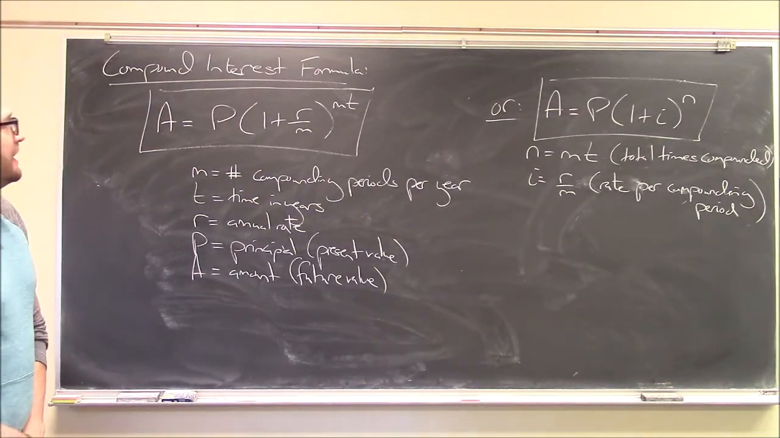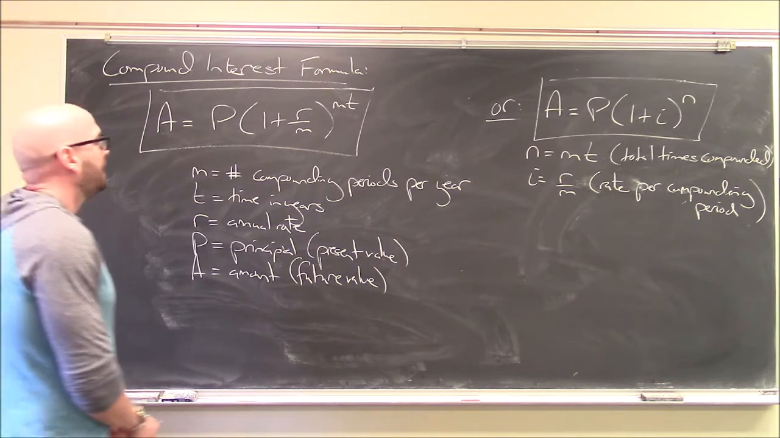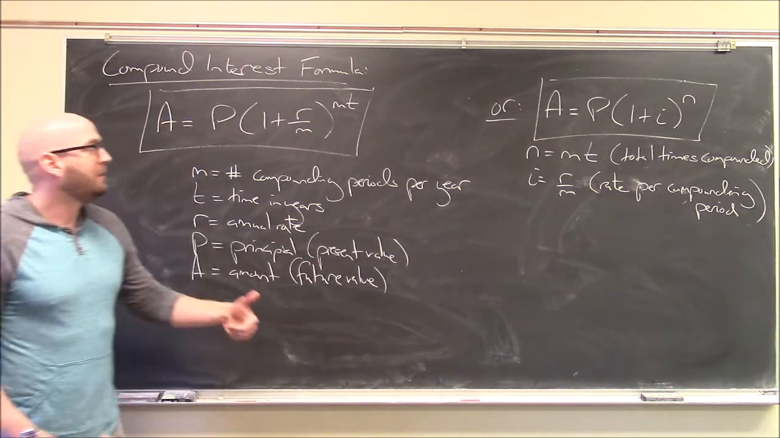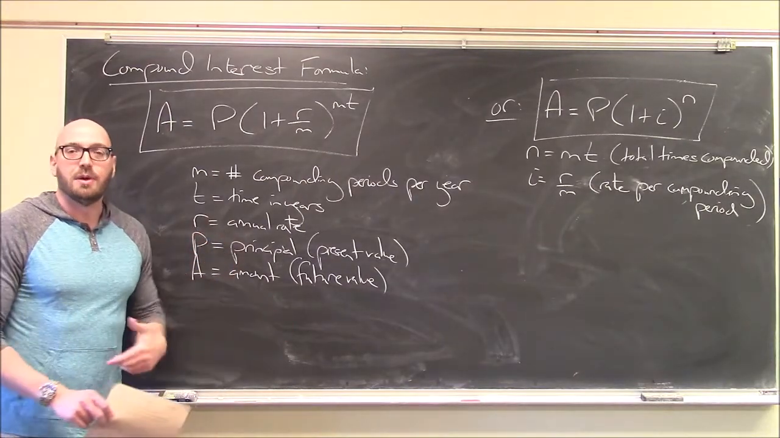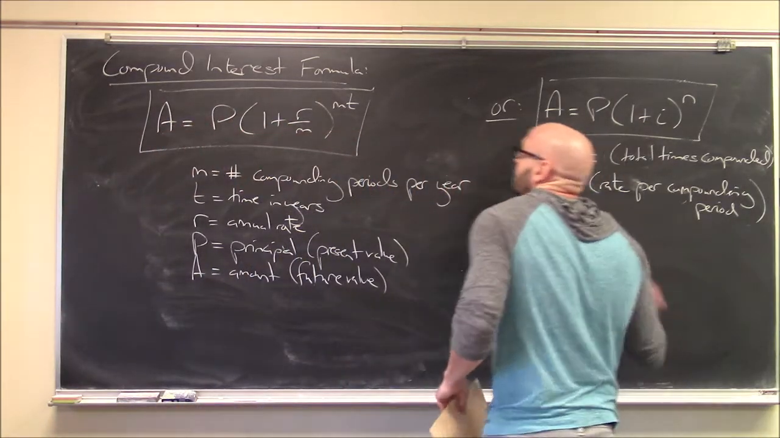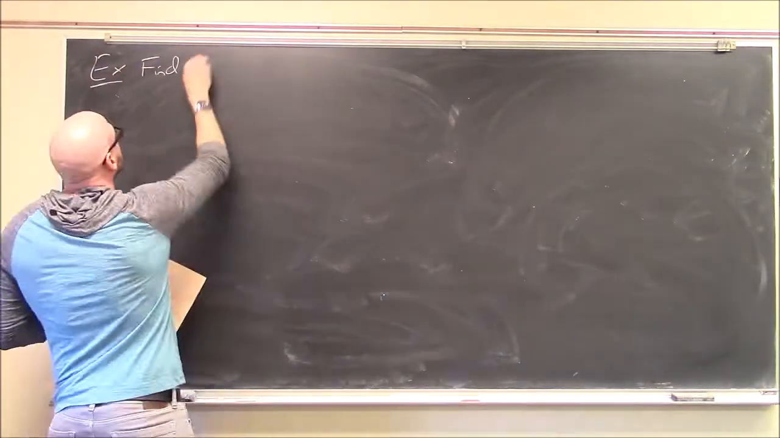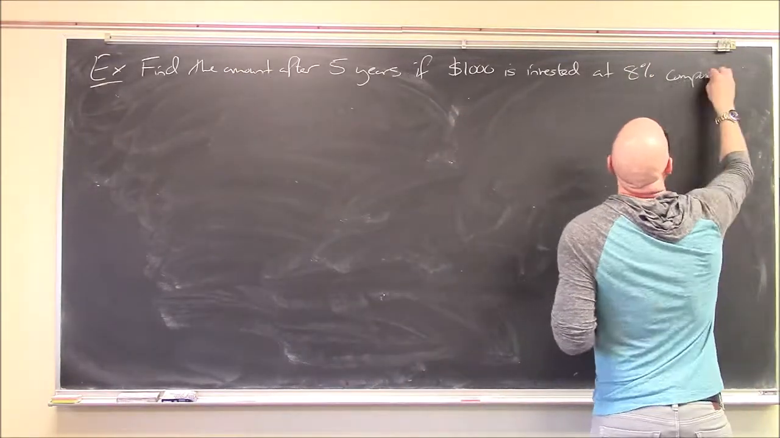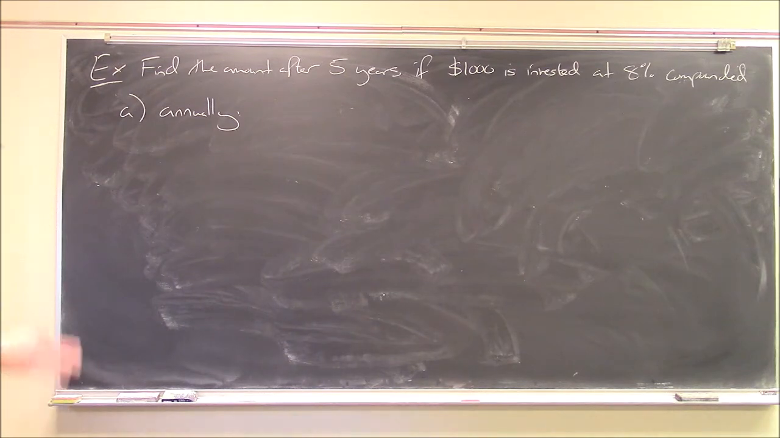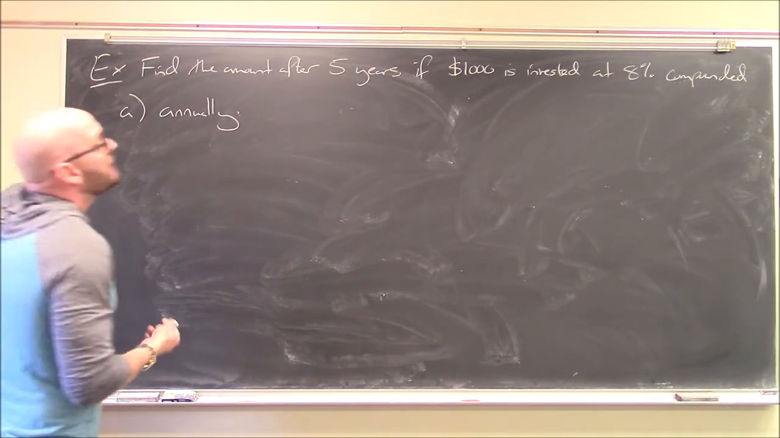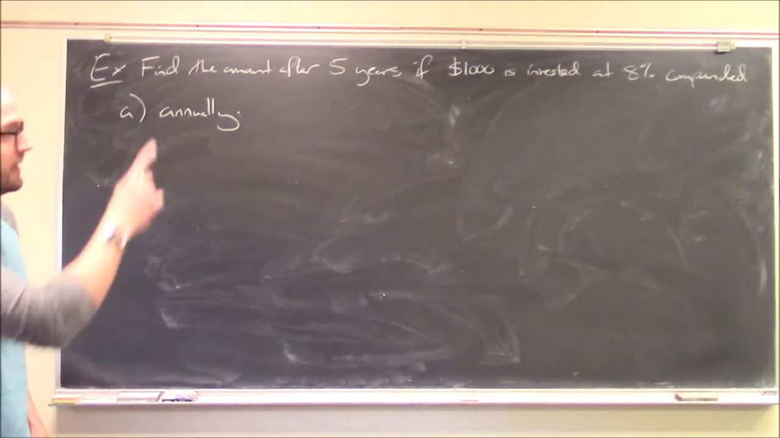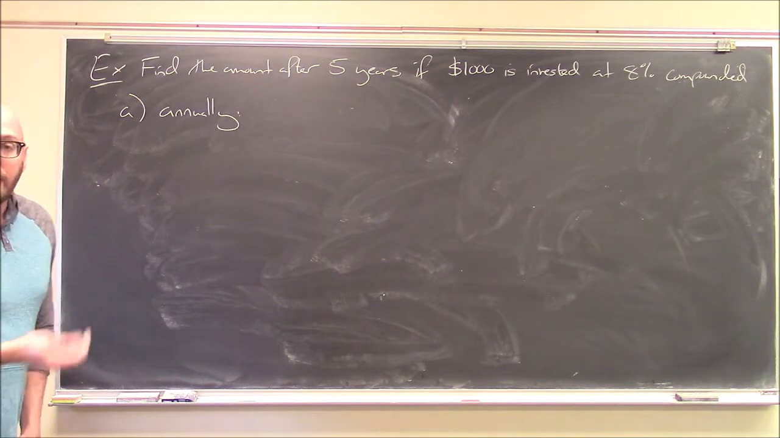So this immediately leads into an interesting example of what happens if you compound more frequently. So as opposed to compounding per year, what if you compound per quarter, per month, per day? So let's look at this. Okay, so we're going to look at a whole bunch of different compounding periods here, but we're going with nice numbers. Find the amount after 5 years if $1,000 is invested at an annual rate of 8%, and first up, compounded annually.